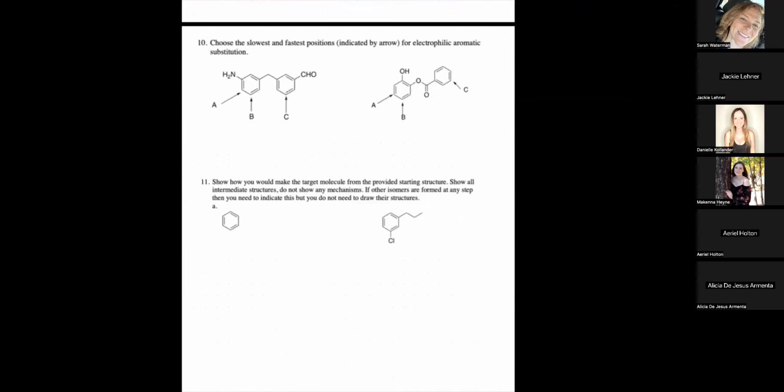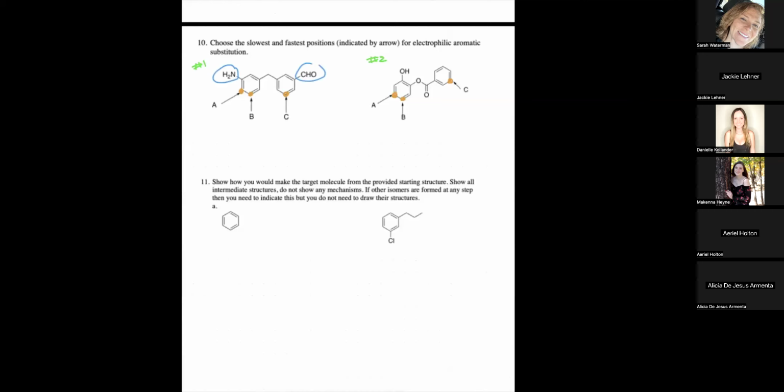Okay, so for this one, choose the slowest and fastest position indicated by the arrow for the electrophilic aromatic substitution. So these are our positions that we are looking at. Okay, so for number 1, what are we looking at? We've got this and we've got this. What do you guys think?